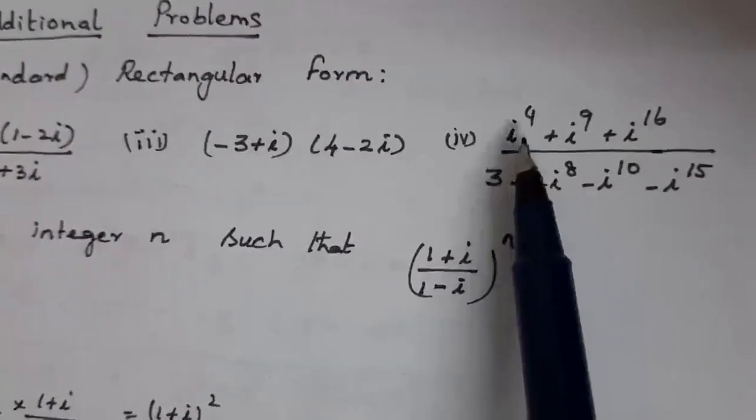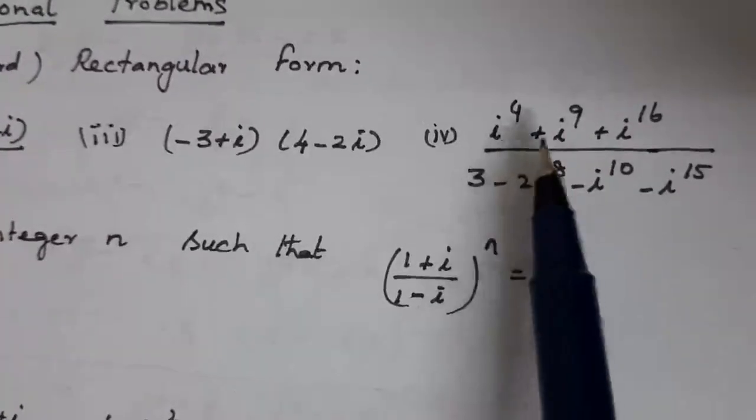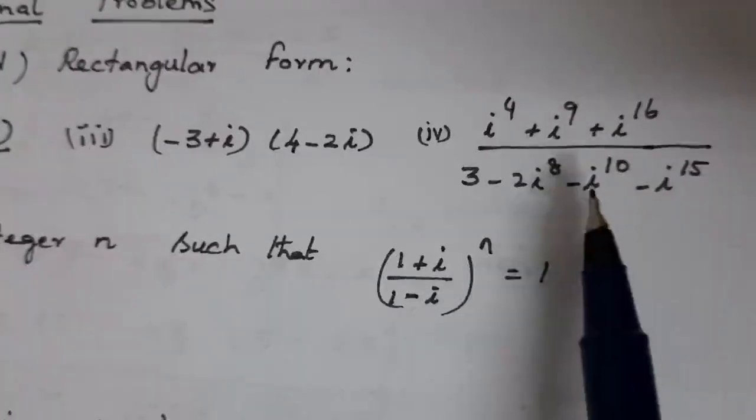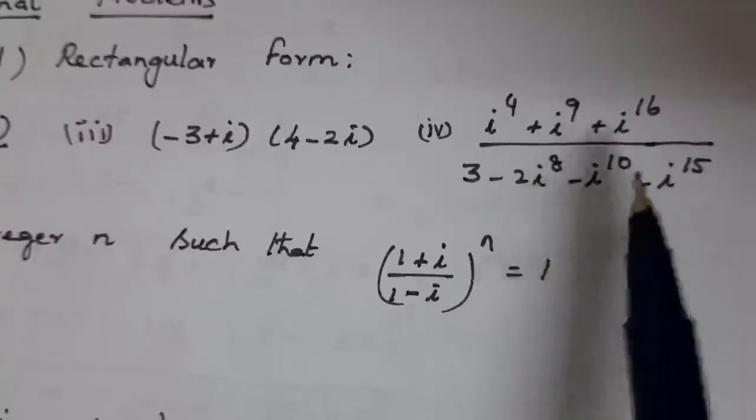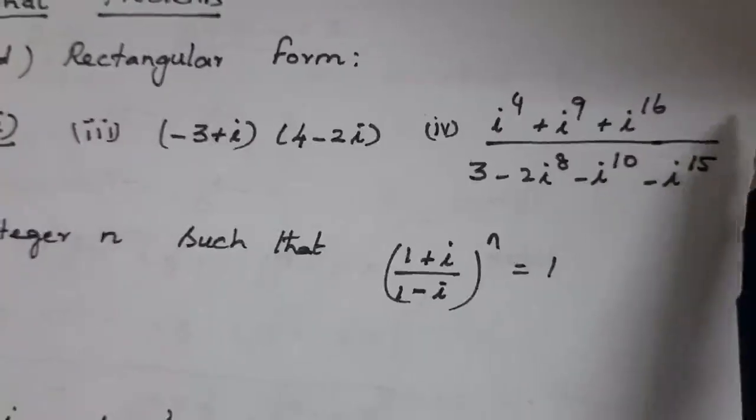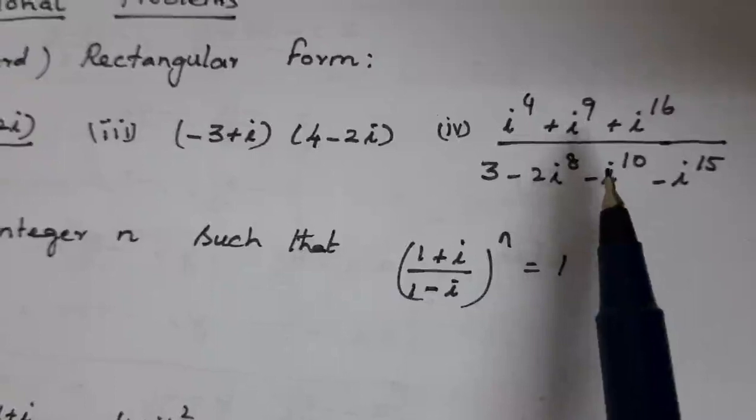And here, by substituting the values of i power 4, i power 9, i power 16, you will get some numerator and some denominator, and then you can multiply by the conjugate of the denominator, and get the value of this problem.